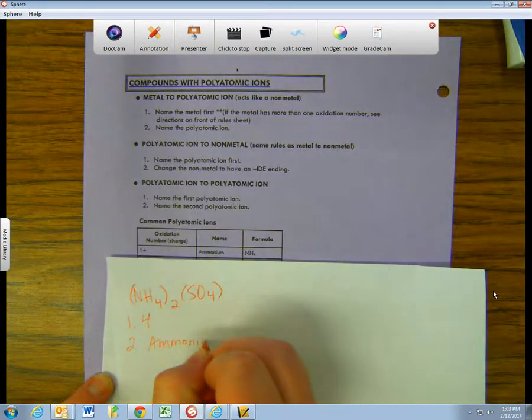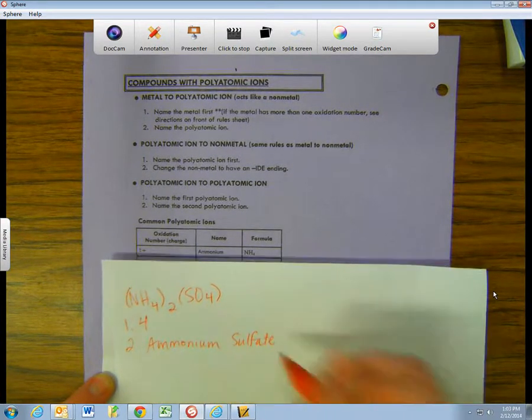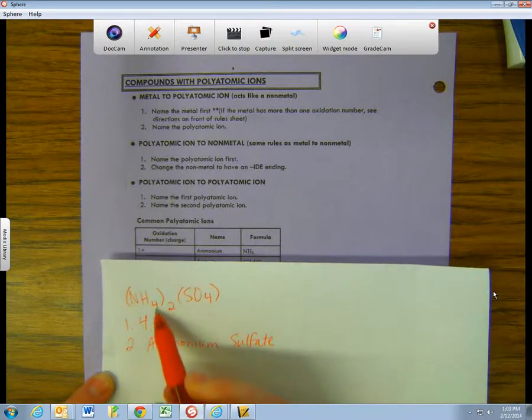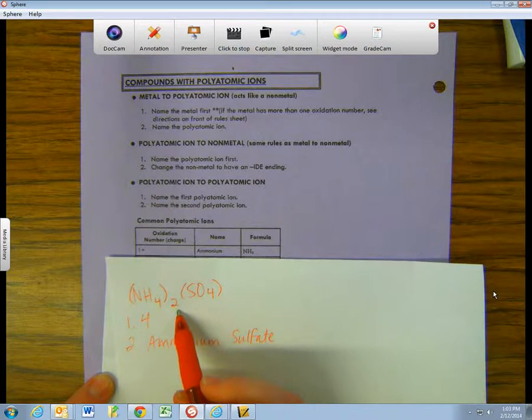Now some kids get a little stuck because they say, well, what about this subscript? What do I need to do with this? The subscripts only come into play if you have to do Roman numerals. And we haven't had to do that yet, but you're actually going to do that for this next question.